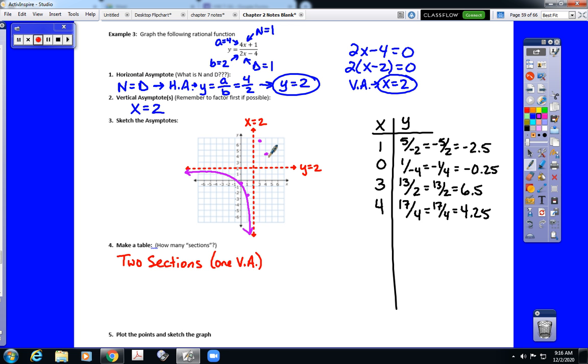So again, that's going to tell us the same sort of deal. It's going to come in along that axis. It's going to pass through our 2 points. And it's going to exit along the other asymptote. In along the asymptote, out along the asymptote. And that takes care of step 5. We've plotted our points and sketched the graph. Let's do another one.